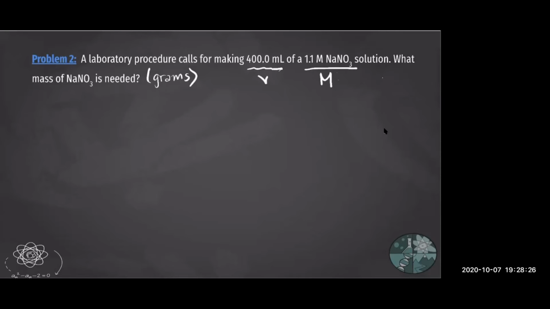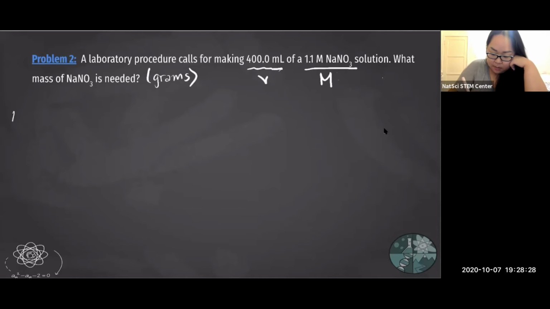Okay, so let's look at this problem. You're already given the volume, but it's in milliliters, so you need to go from milliliters to liters. And you're given the molarity already. So let's convert first. So 400.0 milliliters.